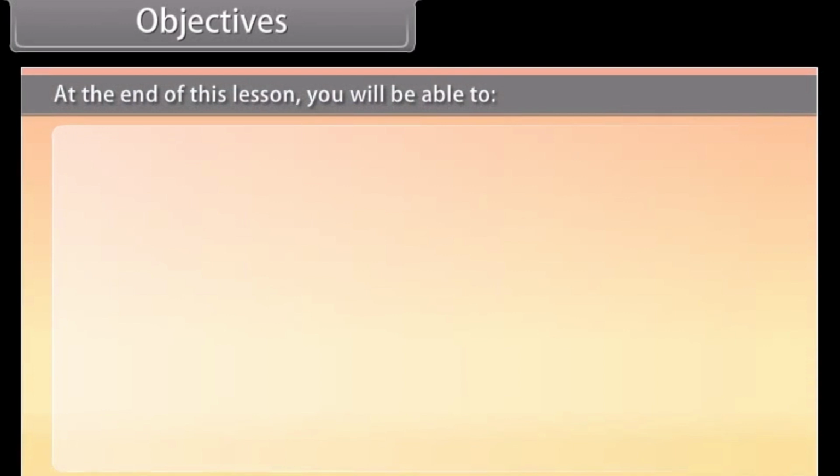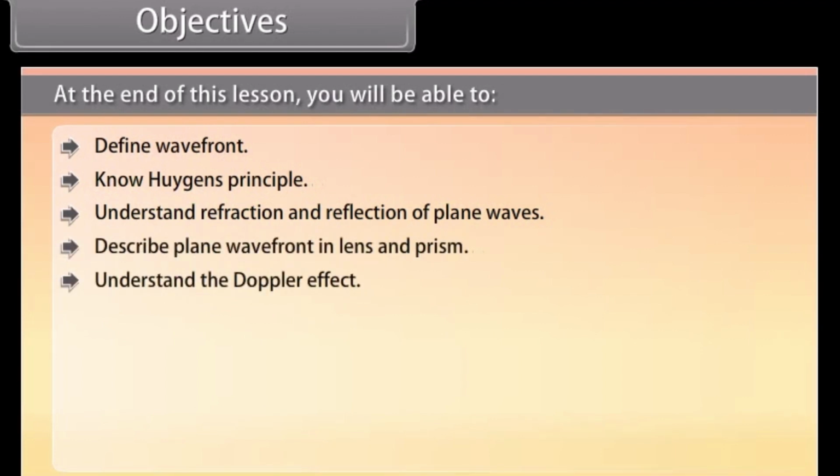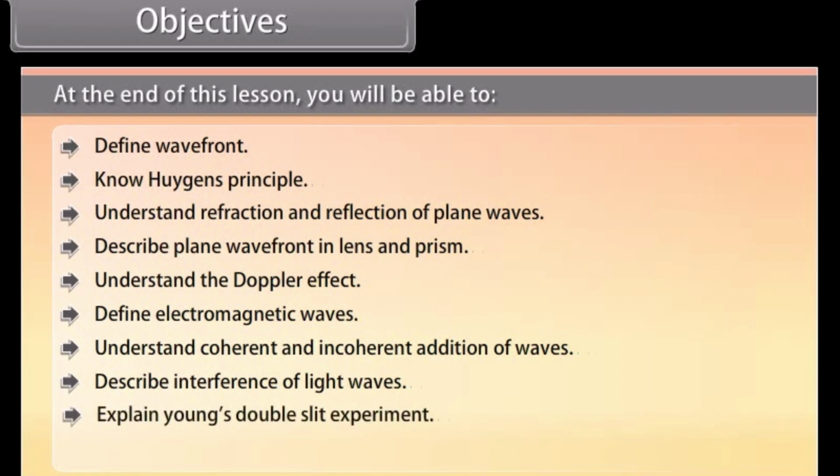Objectives. At the end of this lesson, you will be able to define wave front, know Huygens Principle, understand refraction and reflection of plane waves, describe plane wave front in lens and prism, understand the Doppler effect, define electromagnetic waves, understand coherent and incoherent addition of waves, describe interference of light waves, explain Young's double-slit experiment, explain conditions for sustained interference.